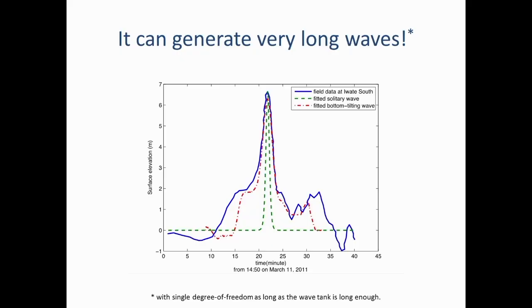So long story short, I can make a more realistic wave. The blue line is the field data, and the red line is the wave that I can make using this kind of wave maker. It comes with a warning: as long as the wave tank is long enough. But my tank was not long enough, so this was done with a numerical solution using only one degree of freedom. So that's a good thing, but we need a very long wave tank.